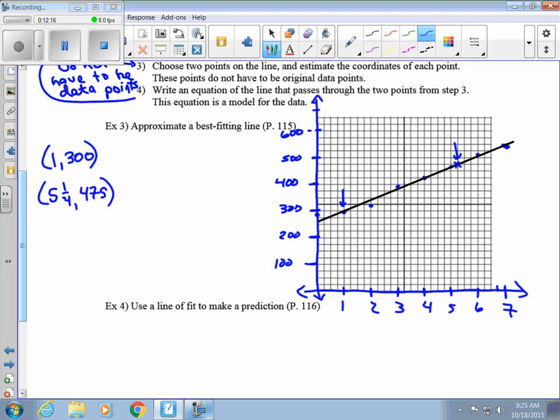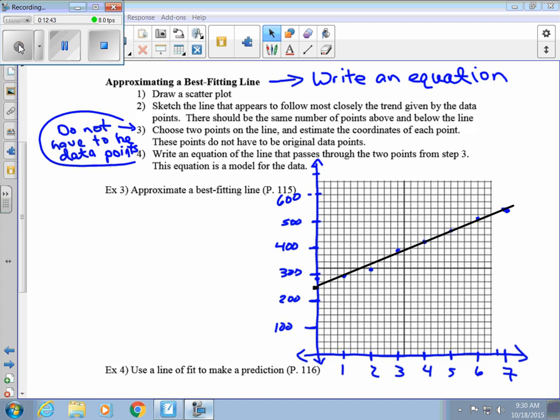All right, so now we have 2 points. Well, we looked in section 2.4 on how to write an equation given 2 points. So the first thing we're going to do is find the slope. So we're going to go 475 minus 300 over 5.25 minus 1.